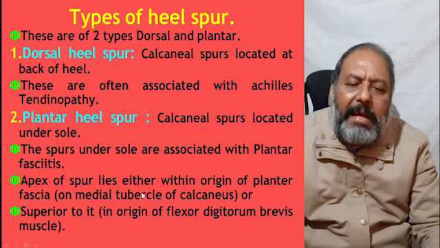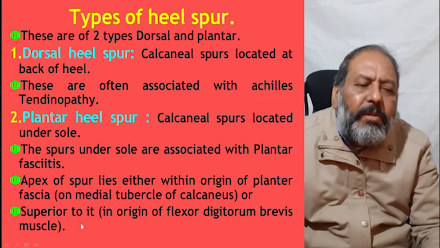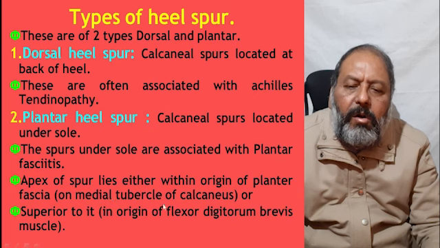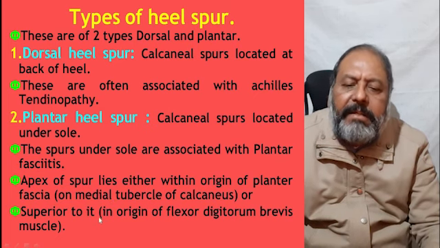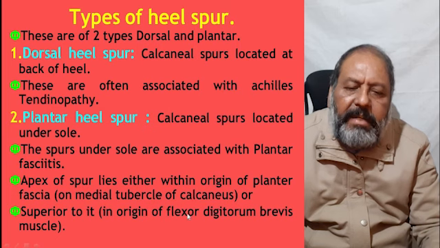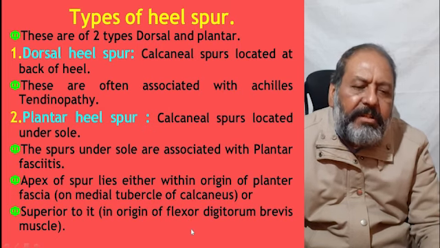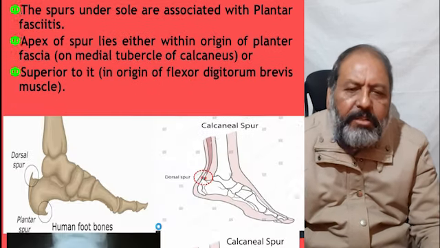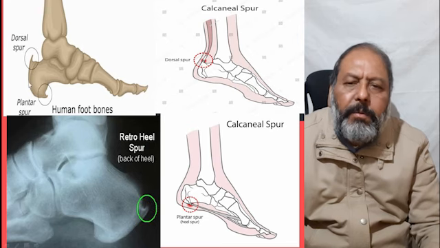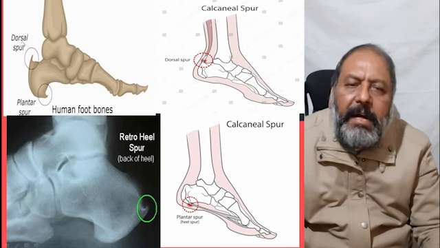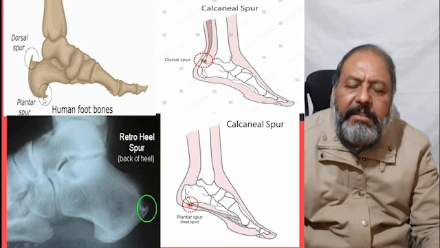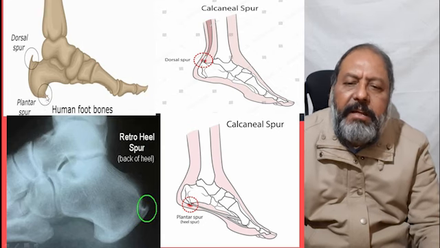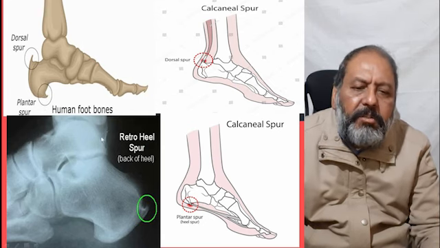The apex of the spur lies either within the origin of the plantar fascia on the medial tubercle of the calcaneus, or it is lying superior to it in the origin of the flexor digitorum brevis muscle. So here one can see the spur on the dorsal side, that is the dorsal spur, and the spur on the plantar side, that is the plantar spur.